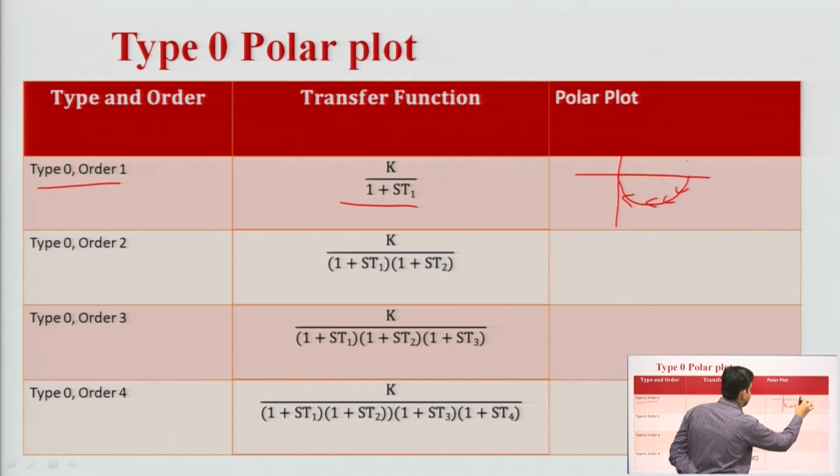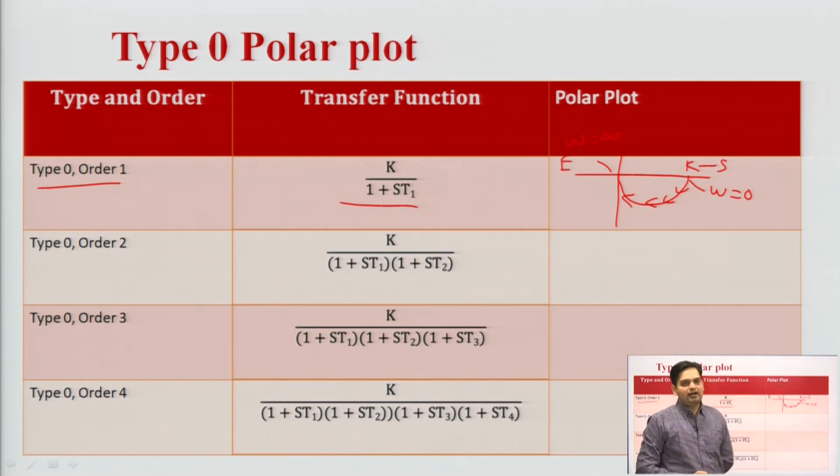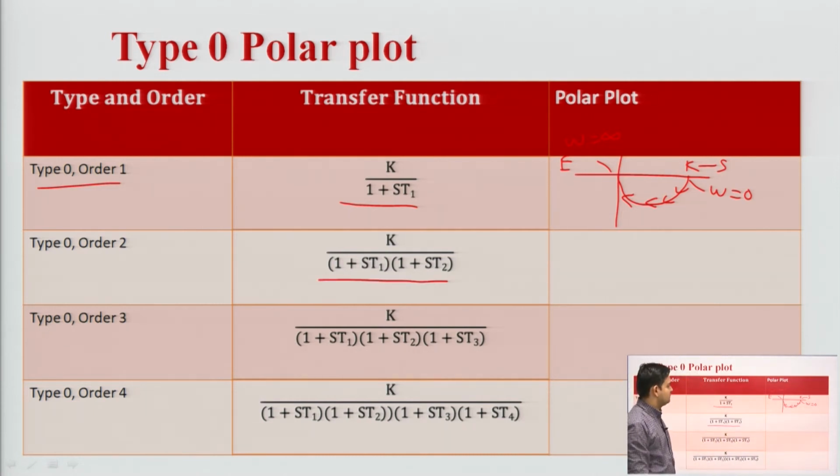Okay. This value you can say may be k. This is my omega equal to 0, this is my omega equal to infinity, and this is my start point and this is my end point. So, now what will happen if I am going for type 0, but order 2? In this case you have to look for the phase.